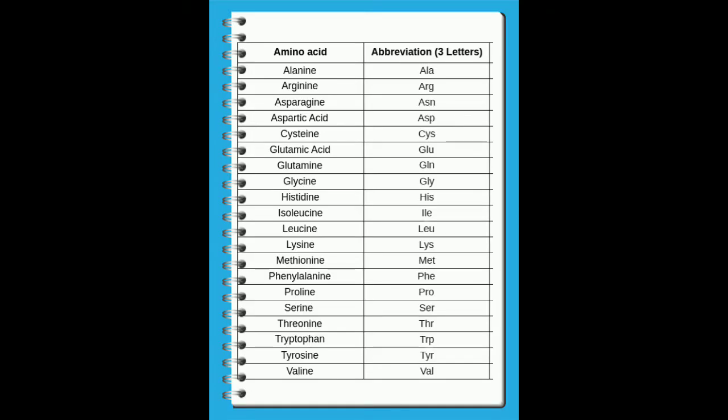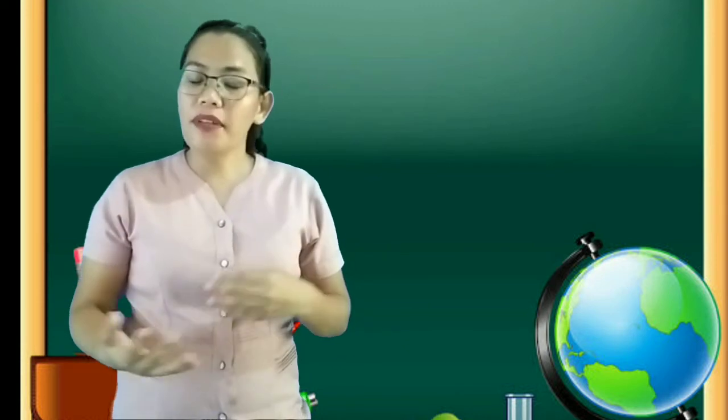There are 20 types of amino acids. The table given shows different kinds of amino acids and their abbreviations. For example, the amino acid alanine or ALA for the 3-letter abbreviation. Another is the amino acid arginine or ARG, and asparagine or ASN, and so on. So, those are the different steps in making proteins. There you have it. You have learned the steps in making proteins.